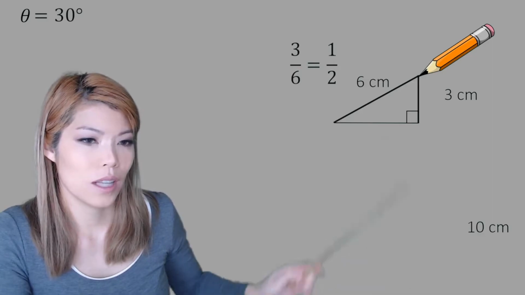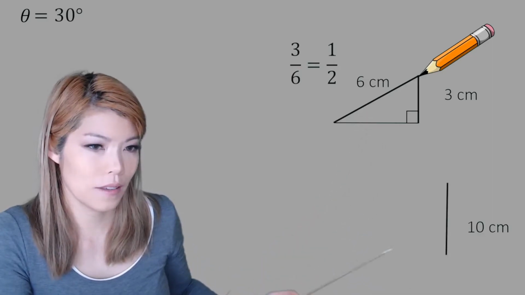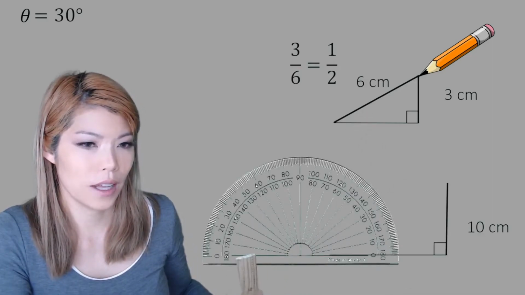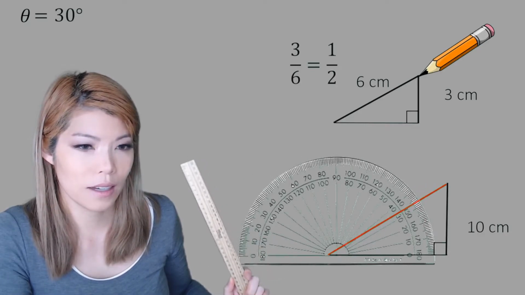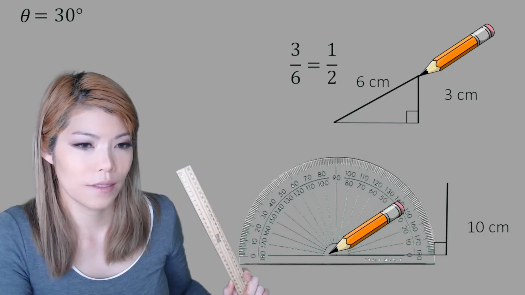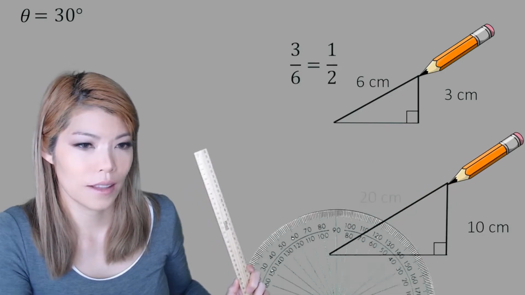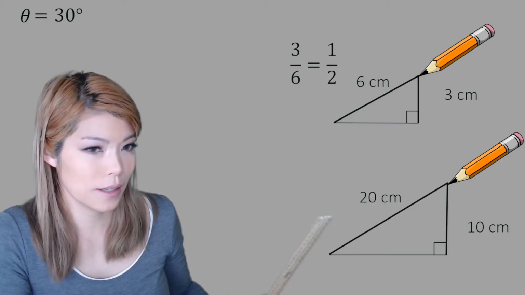What if I would draw a line that was 10 centimeters? If I wanted to find a 30-degree angle in this triangle, it would be 20 centimeters.